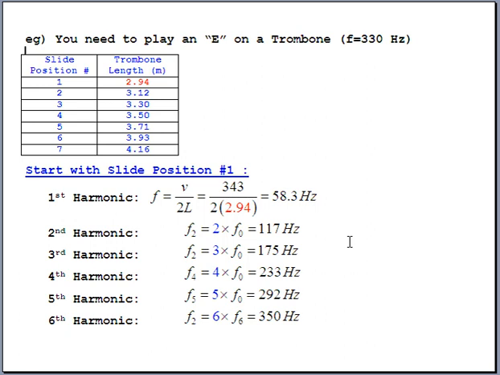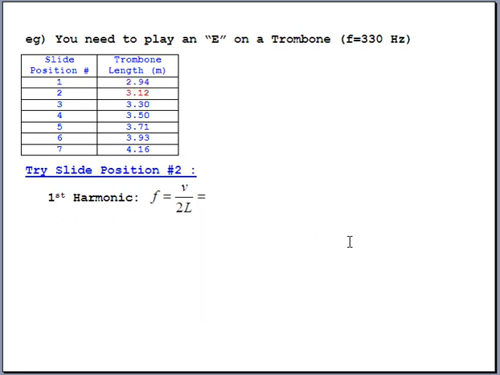You try another position. Okay, we missed the 330 here. We went from 292 to 350. Let's try position 2. So now you go with a length of 3.12. In position 2, they extend the slide a few centimeters, about halfway to where the bell of the instrument is. And they would try out that lowest note, 55 hertz. Okay, even lower than that original 58.